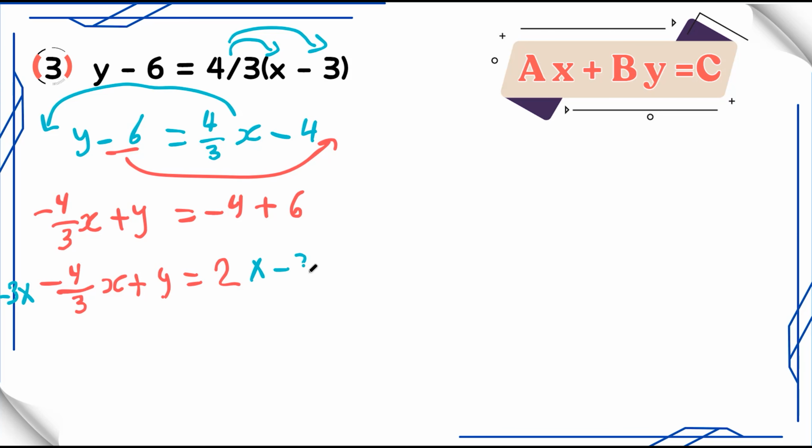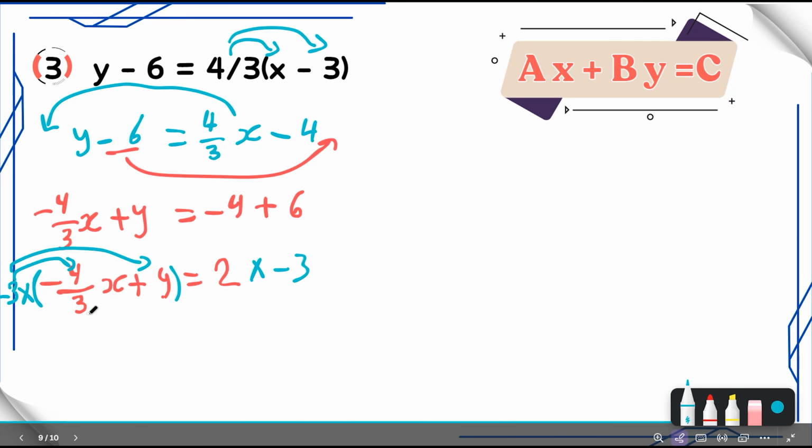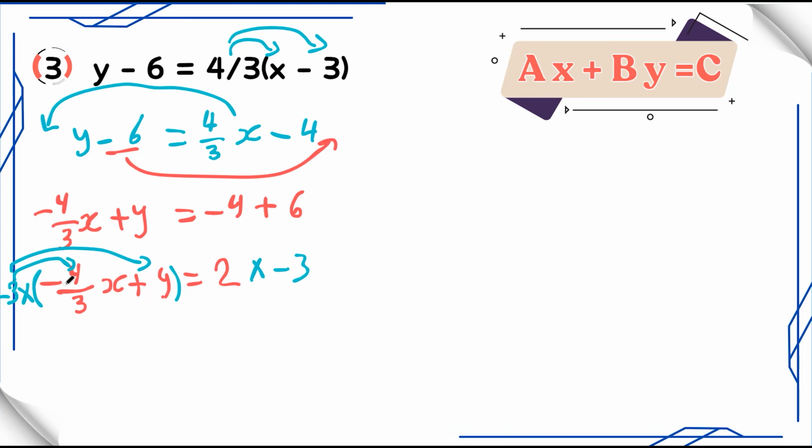Then I should multiply both sides by negative 3. Take care, when you multiply negative 3 with negative 4 over 3 x, you should multiply with the whole left side, not only x. Negative 3 multiplied by negative 4 over 3 will be 4x, because negative times negative is positive, and 3 divided by 3 will be 1. You have 4 left here. Negative 3 multiplied by y will be negative 3y, equal negative 3 times 2, which is negative 6.